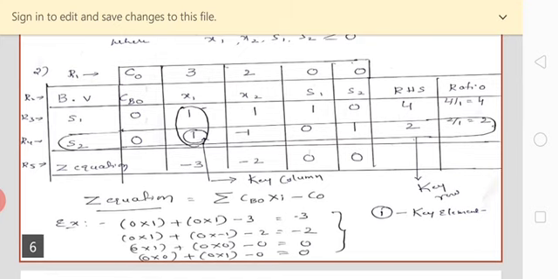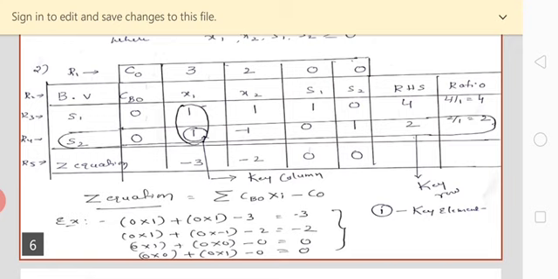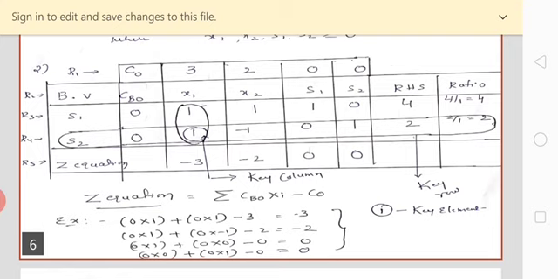That entire column becomes the key column for us. And in order to calculate the key row, under the key column, the R3 row under the x1 column has a value of 1. The RHS, which is 4, is divided by that 1, so the ratio is 4. Similarly, for the fourth row under the x1 column the value is 1, and the RHS is divided by that value, that is 2 by 1 equal to 2. In order to calculate the key row, you have to select the least non-negative value. Among these two, 4 and 2, 2 is the least non-negative value, and that entire row will be called the key row.